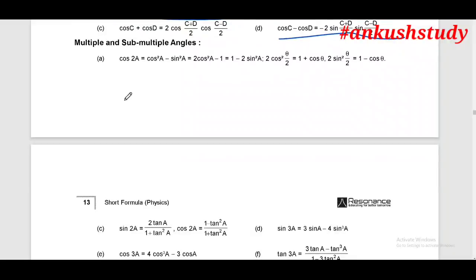Okay, and now the multiple and submultiple angles. cos 2A is equal to cos square A minus sin square A is equal to 2 cos square A minus 1, which is equal to 1 minus 2 sin square A. And the other formula is 2 cos square(theta upon 2) is equal to 1 plus cos theta. And the other is 2 sin square(theta upon 2) is equal to 1 minus cos theta.